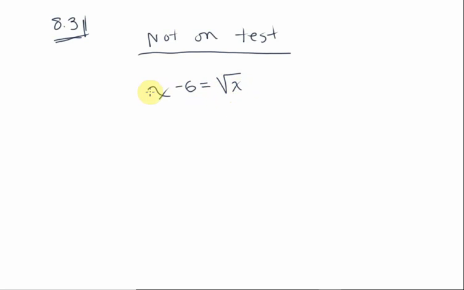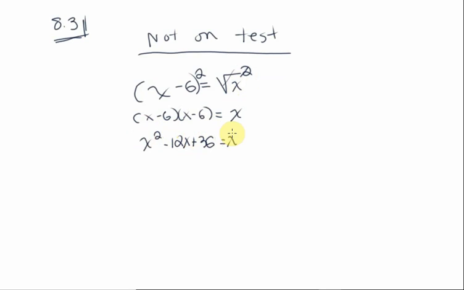So what if I were to square both sides? That would get rid of the square root, correct? So let's see, if I squared this side, I'd have to FOIL this out. X minus 6 times x minus 6. And over here it would be easy because the square root and the square would cancel, leaving me with x. So if I FOIL this out, I'll get x squared minus 12x plus 36 equals x.